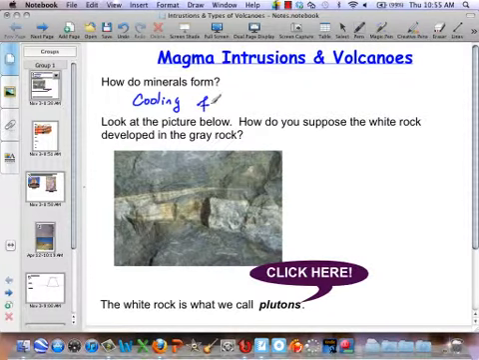Look at the magma chamber. This is a pluton. Actually, all these are plutons. This is a batholith. Up here is a laccolith. Batholith. So I want you to look at this image that I have here.